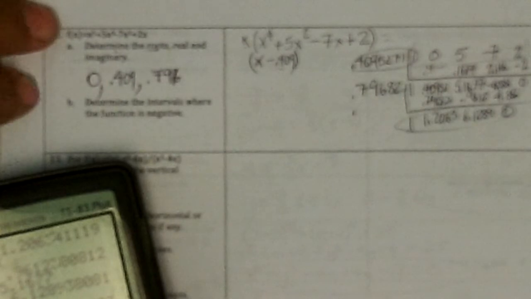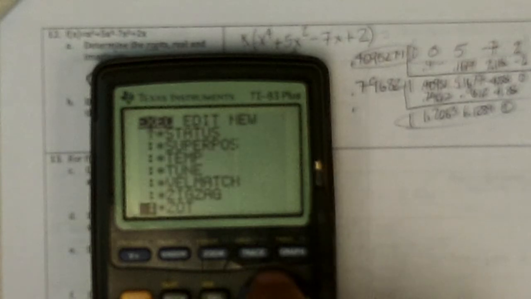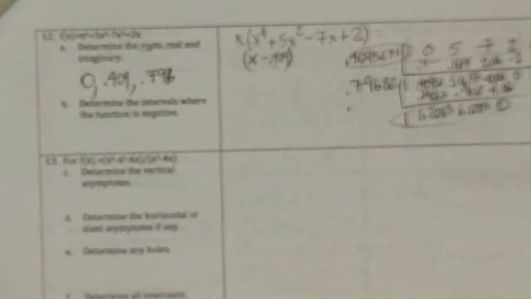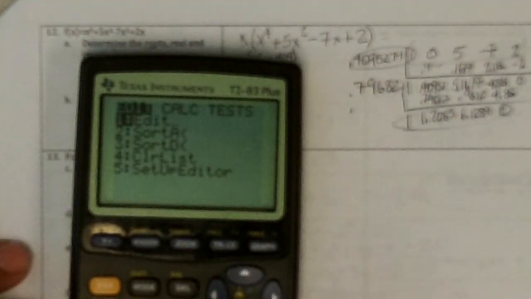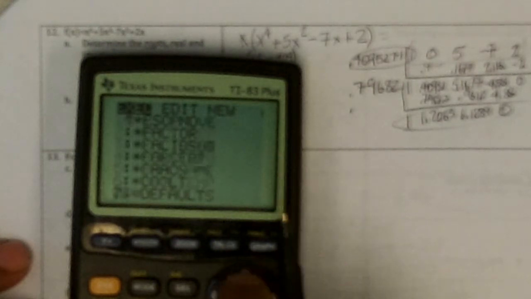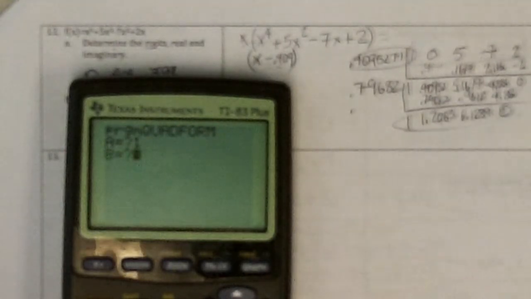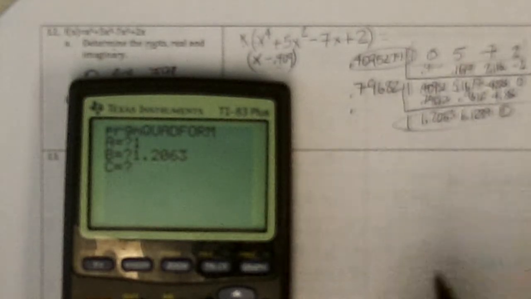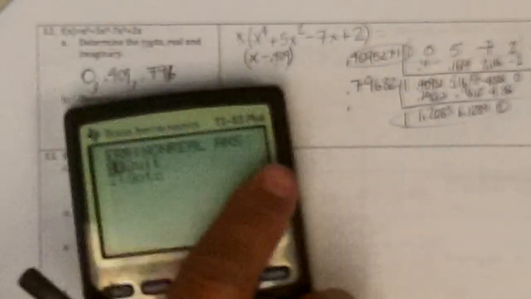I can do that. Okay, let's do it. Program. Oops, not on this calculator. Quadratic formula is on this calculator. On stat. No, program. Quad form. Enter. The A would be 1. The B would be 1.2063, and the C is 6.1289, and it says they're unreal answers.